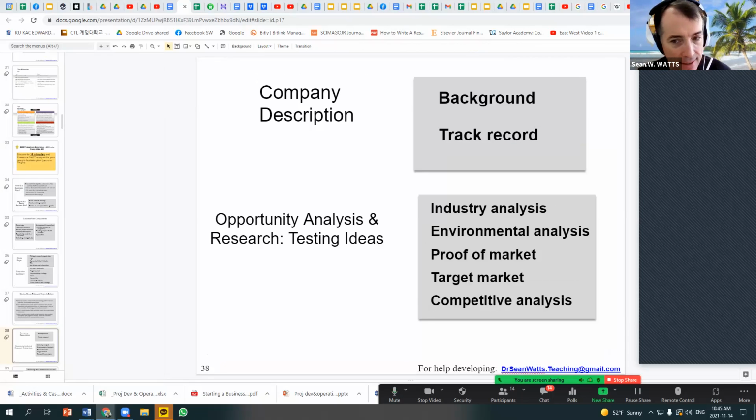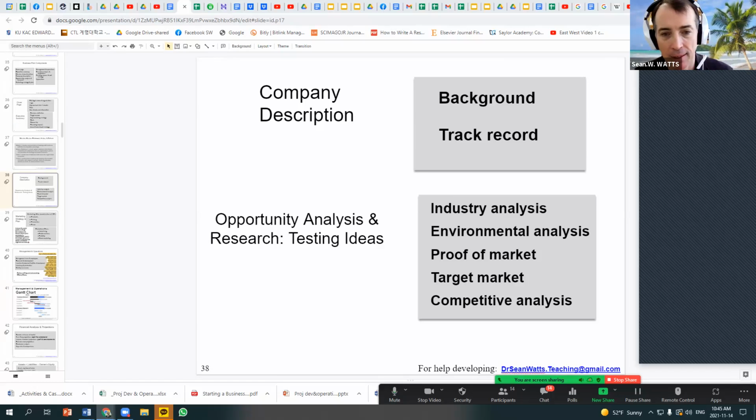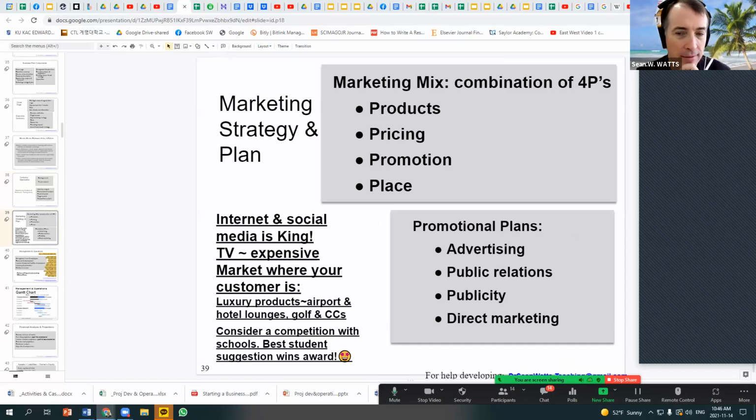The opportunity analysis, of course, is very, very important in my opinion. The industry analysis, environmental analysis, competitive analysis. Get as much information about that as you can. Next, marketing. We already talked about the 4 Ps: product, place, price, promotion. The promotional plans: advertising, public relations, publicity, direct marketing.